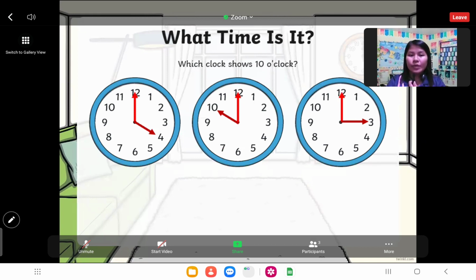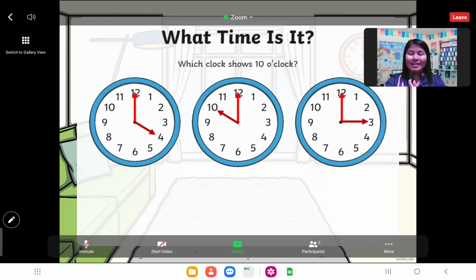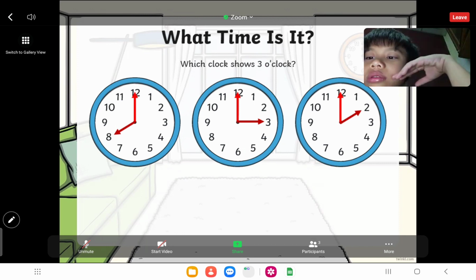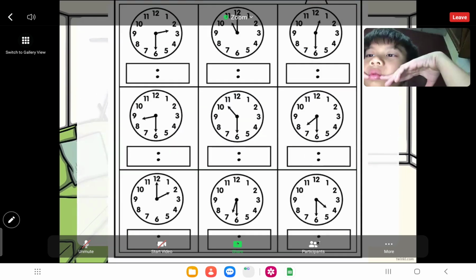Okay. And this one, which clock shows 10 o'clock? Is it A, B, or C? Number 2. Okay. Next, which clock shows 3 o'clock? Is it 1, 2, or 3? Letter B or number 2. All right. Okay.